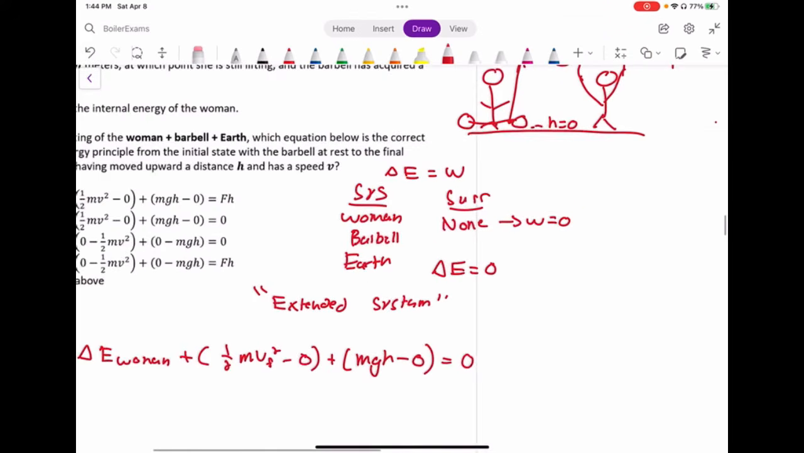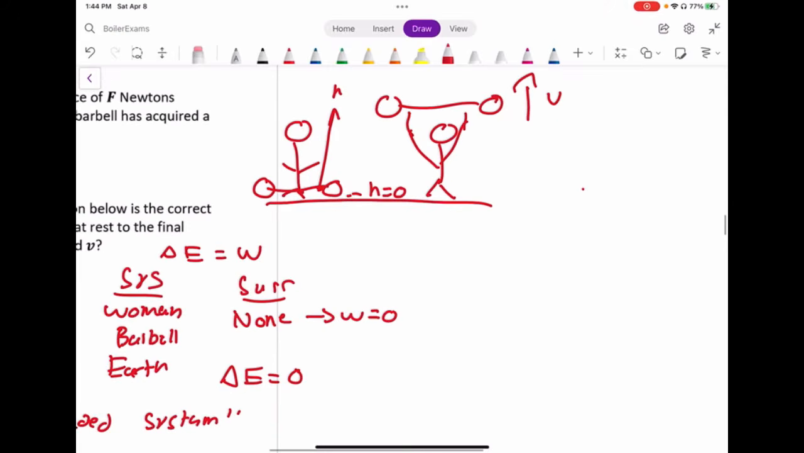And why is your work going to be 0? Considering the woman's in our system, the force is being applied here. Let me draw a little better. So those are her toes or her feet. The force is being applied on, well, actually, it's going up. Oh god. Okay, the force is being applied on her feet, and that's what's accelerating things up. And work is force dot distance. So there's definitely a force there, but is there a displacement? There's no displacement of her feet.